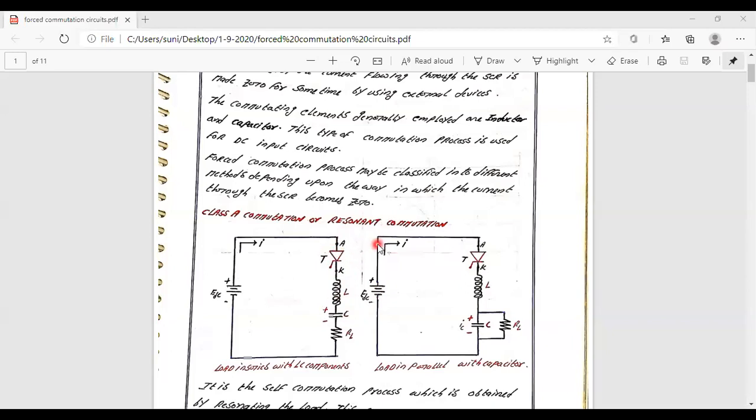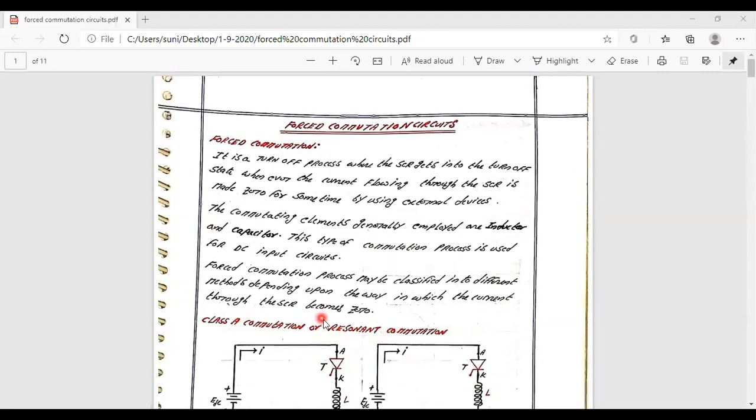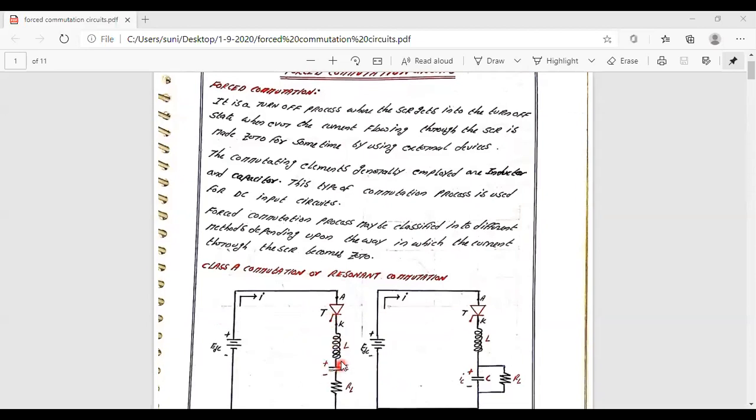Voltage commutation means applying a reverse voltage across the conducting device. Current commutation means applying a reverse current through the conducting device. So current commutation, voltage commutation, and in general resonant commutation. Resonant commutation is nothing but simply this RLC circuit. As you know, whenever you consider these commutation circuits, the basic circuits are based on resonance, that is, the condition of resonance formed by this load and these commutating elements.